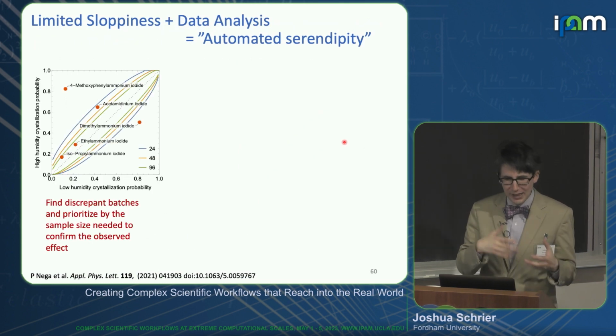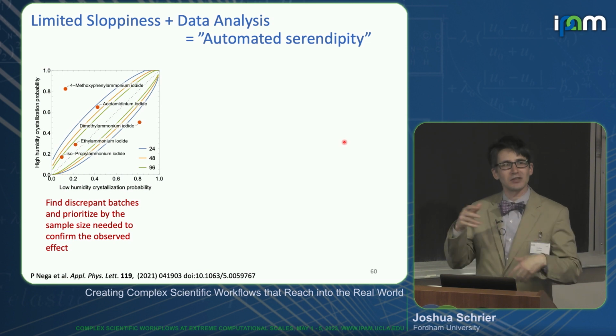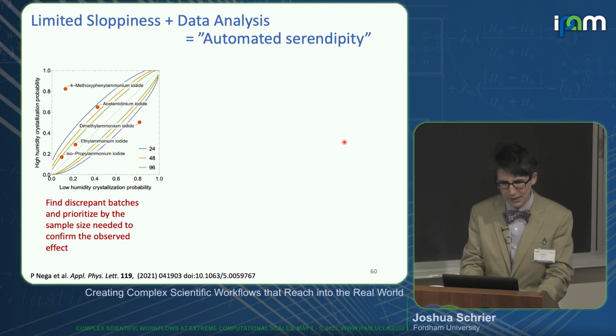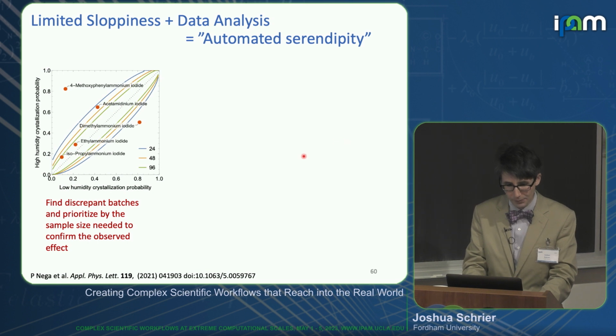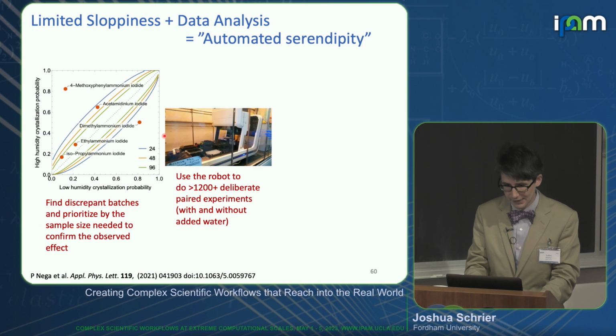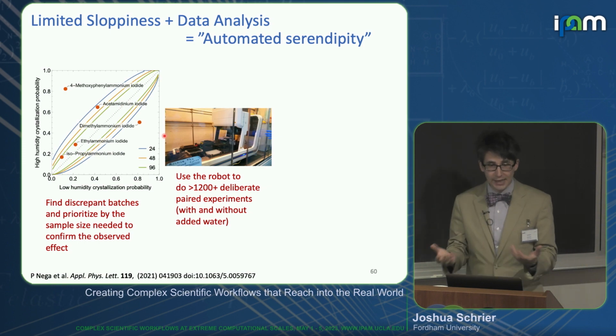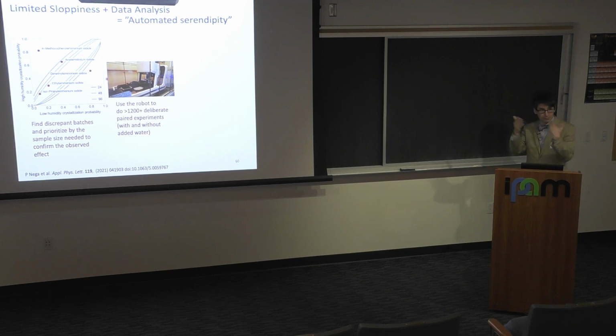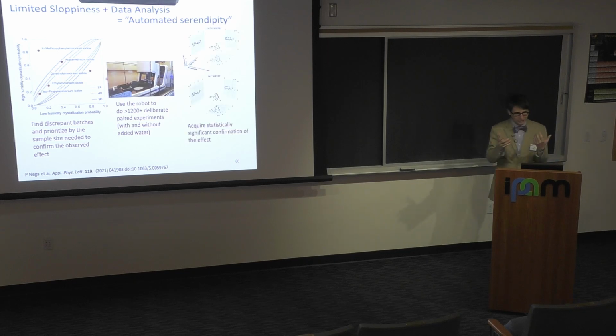And so, you can combine this experimental sloppiness with comprehensive data capture to maybe help you discover something that you didn't know. So we find the discrepant batches and prioritize the ones where the effect is biggest. You can then set up the robot to do deliberate, controlled experiments to test the effect. We set this up as paired experiments with and without added water. And using the robot, you can now acquire statistically significant confirmation of the effect.